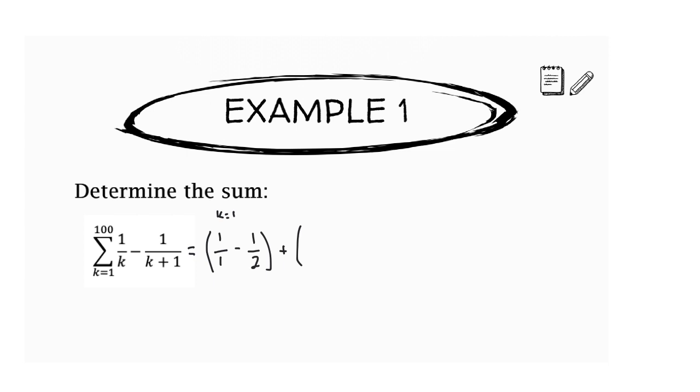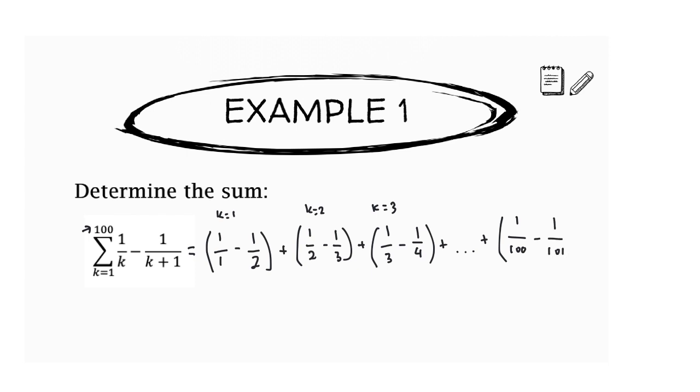When I plug in k equals 2, I'll get 1 over 2 minus 1 over 3. When you plug in k equals 3, you'll get 1 over 3 minus 1 over 4. We could continue in this manner, and we should, all the way until our upper limit of k equals 100, in which case we'll get 1 over 100 minus 1 over 101.